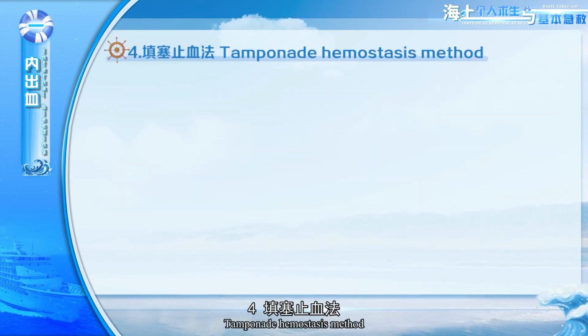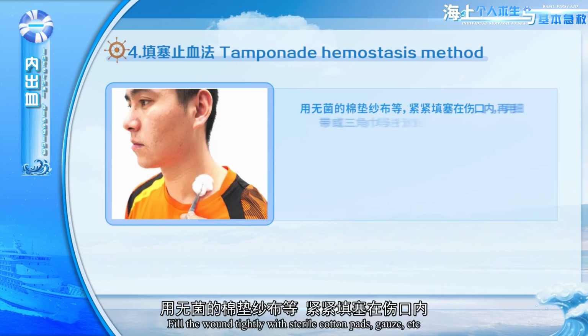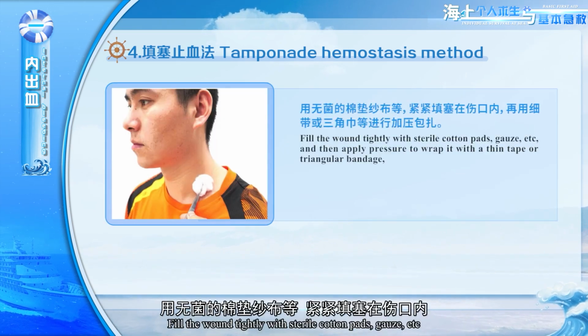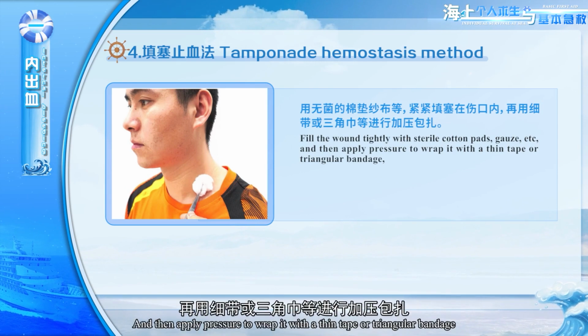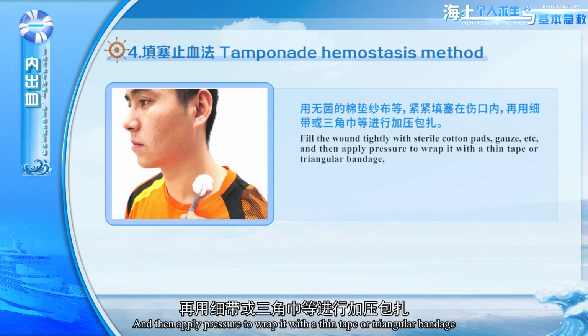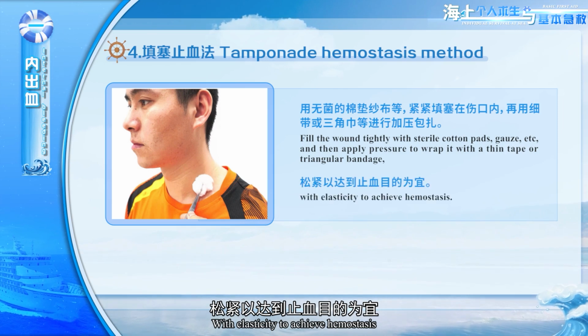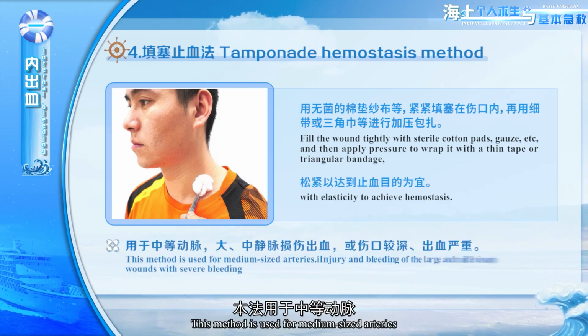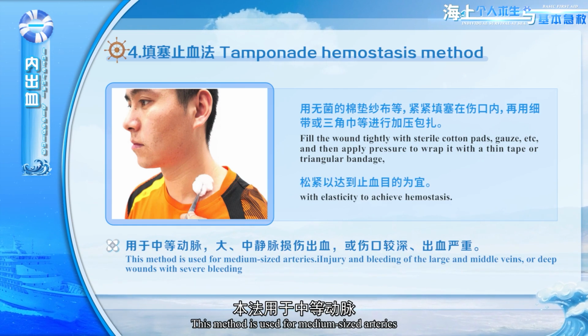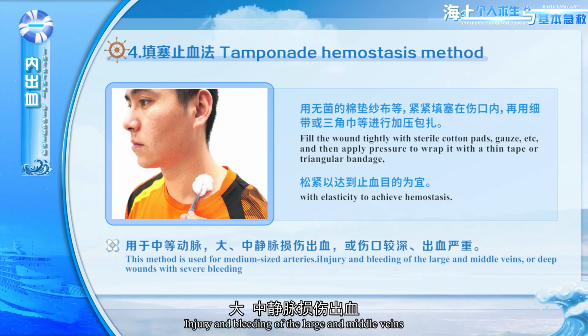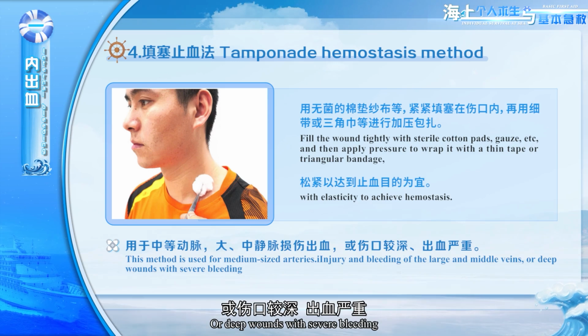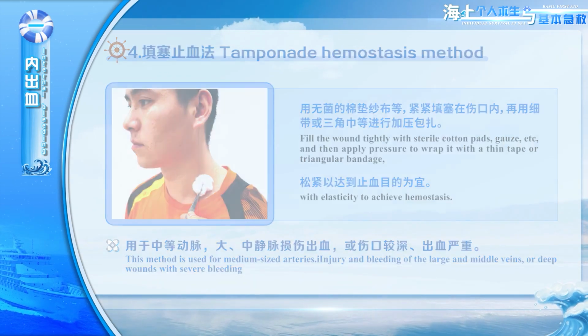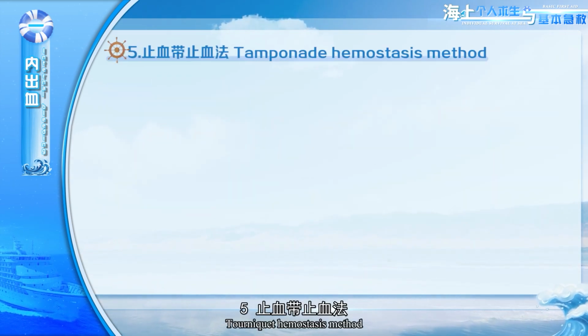4. Tamponade hemostasis method. Fill the wound tightly with sterile cotton pads, gauze, etc., and then apply pressure to wrap it with a thin tape or triangular bandage with elasticity to achieve hemostasis. This method is used for medium-sized arteries, injury and bleeding of the large and middle veins, or deep wounds with severe bleeding. 5. Tourniquet hemostasis method.